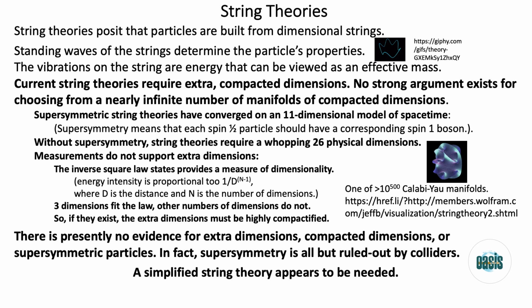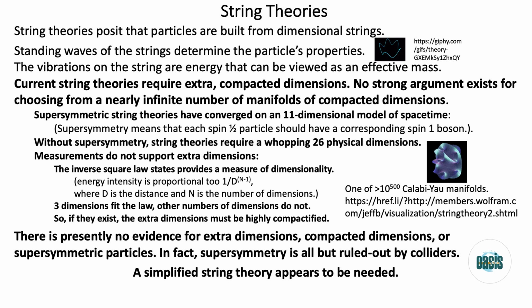The string theory that you hear about with 11-dimensional spacetime is actually a supersymmetry model. So it requires that for every particle, there be a partner, I'm sorry, not a field, but a boson for each and every particle. Without supersymmetry, you actually need a whopping 26 physical dimensions to make string theory work.